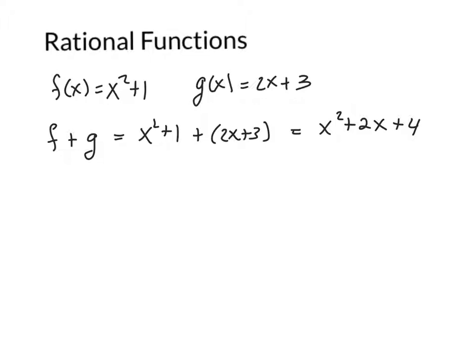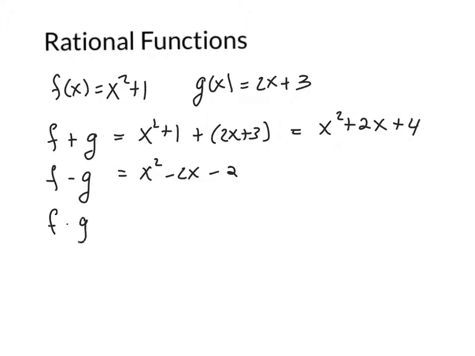So what else I could do is I could subtract them. So I could do f minus g. And if I did that, the end result would be x squared minus 2x. And I would have this positive 1 here minus 3. Becomes minus 2. And so I'd have this. So if I subtracted my functions, you can see here that I still have a polynomial.